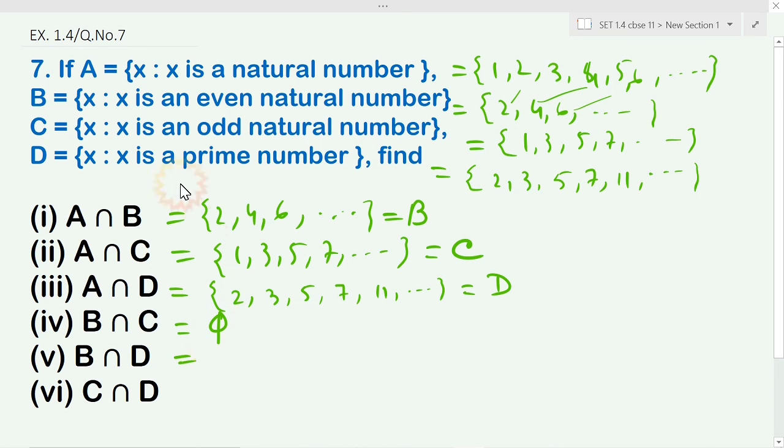Now B and D. Yes, 2 is the even prime number. So the only common element between B and D is 2. Between C and D, the common elements are 3, 5, 7, 11, and so on.